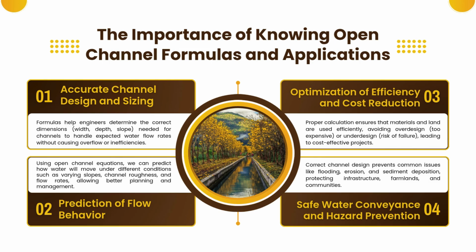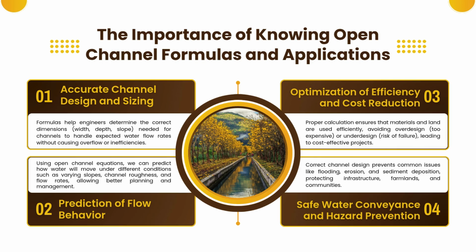3. Optimization of efficiency and cost reduction. Another huge benefit is cost efficiency. When we calculate flow precisely, we avoid over-designing, which means we don't overspend on concrete, land, or labor. And we also avoid under-designing, which can lead to system failure and costly repairs later on. Think about flood control systems. A poorly designed channel could mean millions in damage after just one heavy rain.